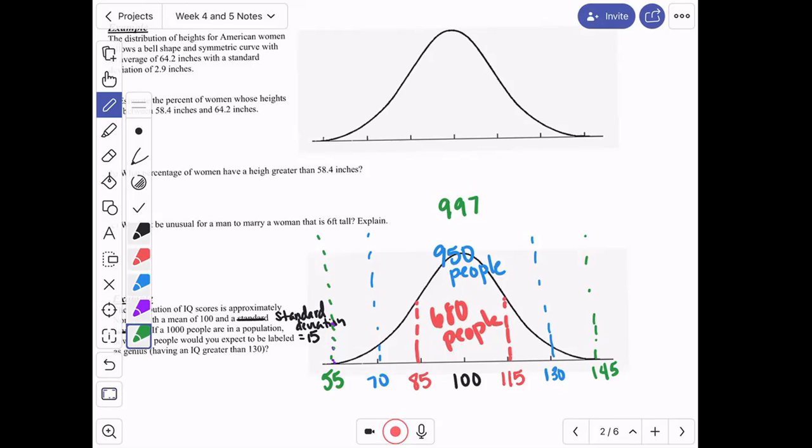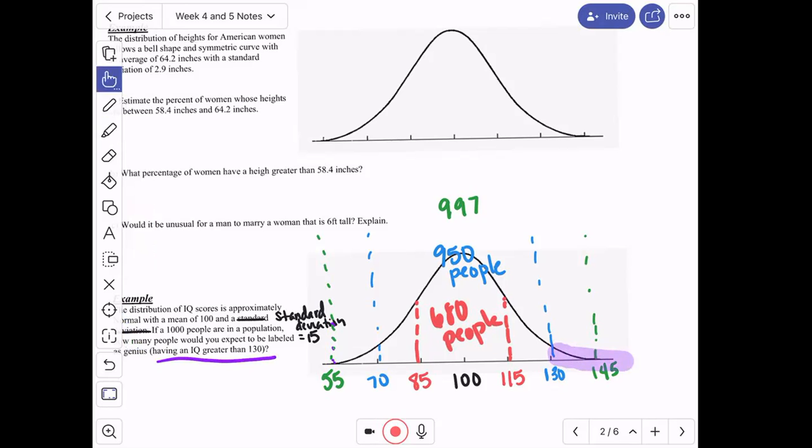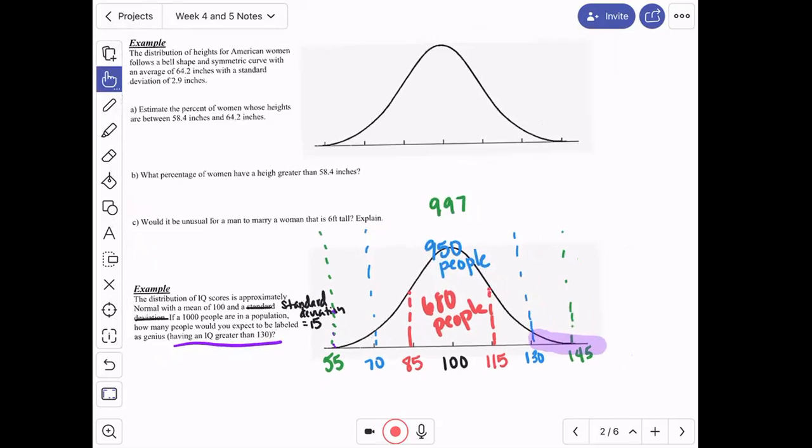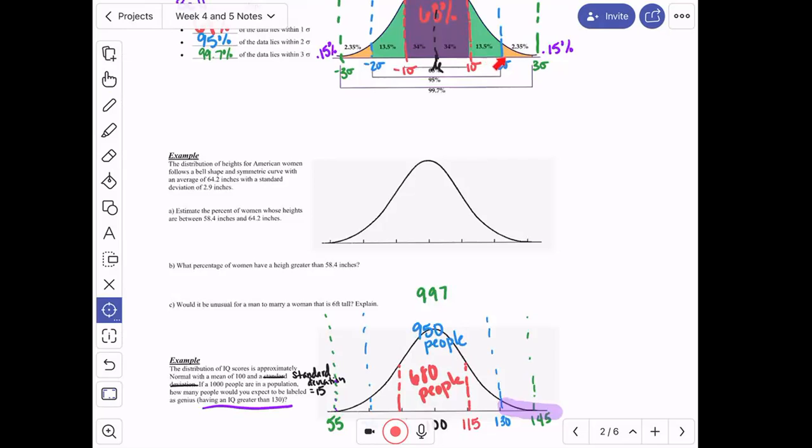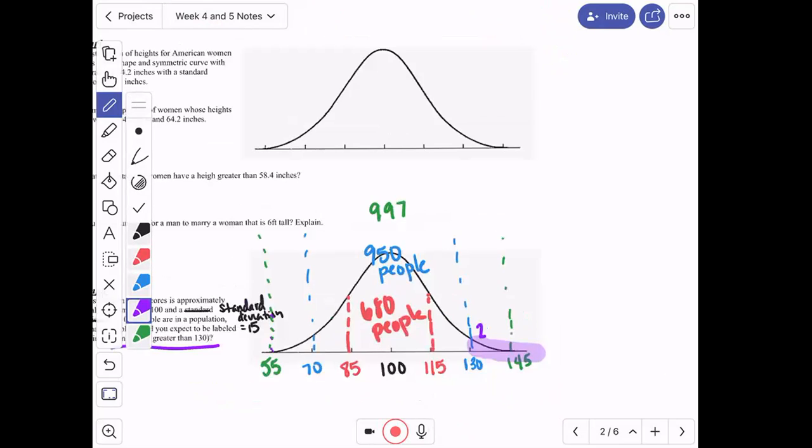So the question was asked, having an IQ greater than 130, being labeled as a genius. If you go to your chart here, you can see that having an IQ greater than 130 is anybody out here. All we have to do now is correspond this to this up here. You notice we have the 2.35, and we also have the 0.15. So you have the 2.35 sitting here and the 0.15 here.